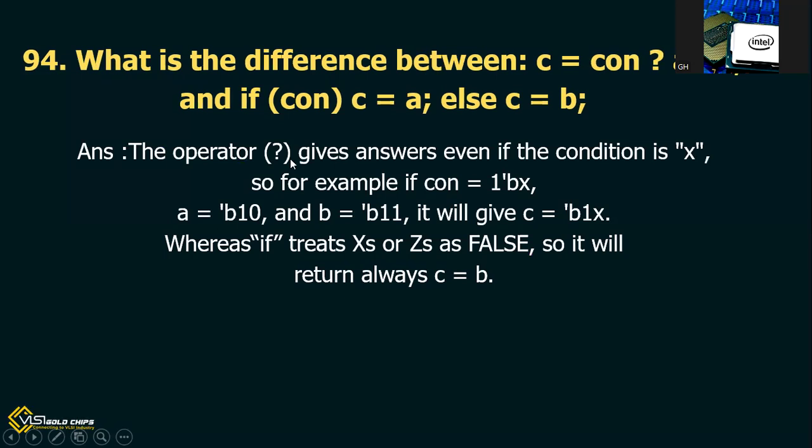The operator question mark gives answer if the condition is X. So for example, if con is equal to 1'bX, A is equal to 2'b10 and B is equal to 2'b11, it will give C is equal to 2'b1X. Whereas if treats X or Zs as false. So it will return always C is equal to B in case of if.